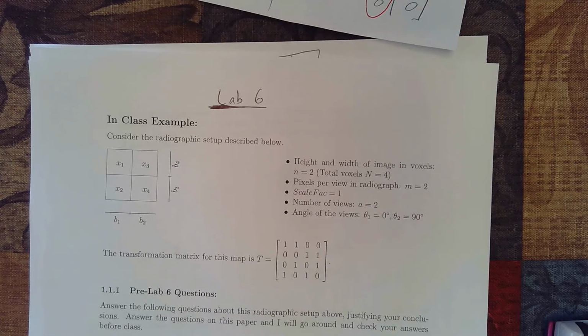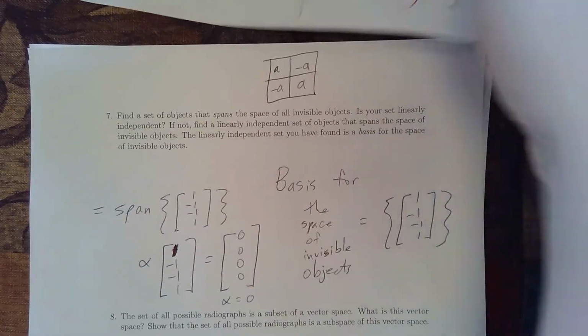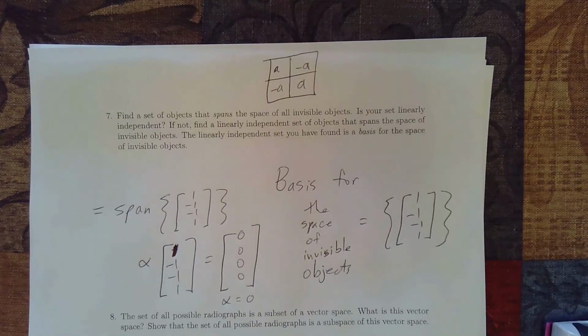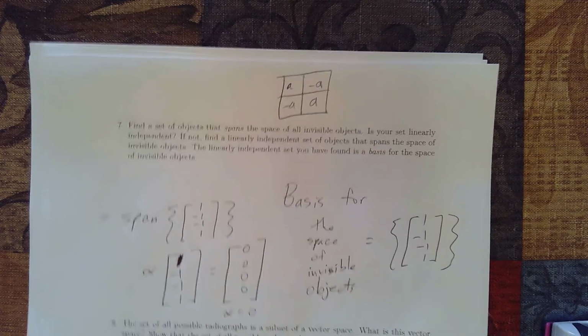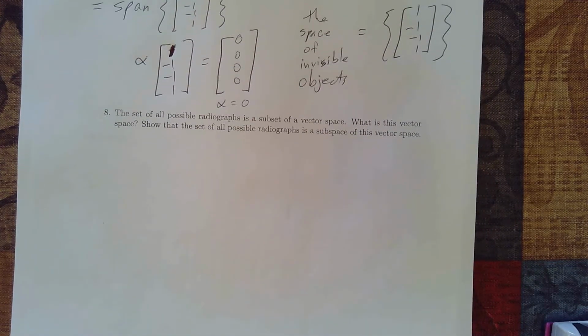So we want to try to make sure we have something that will not have these invisible objects, because if we do, then we're going to have an issue. So we'll talk a little bit about how linear algebra can help us find these invisible objects in the next coming videos. We also want to talk about the set of all possible radiographs that could be spit out.